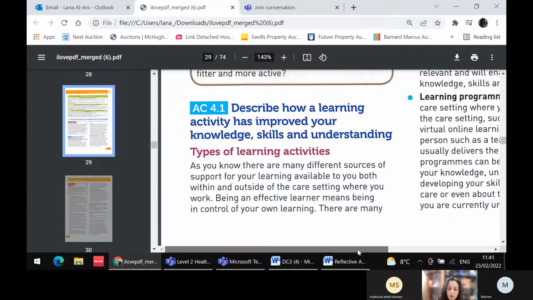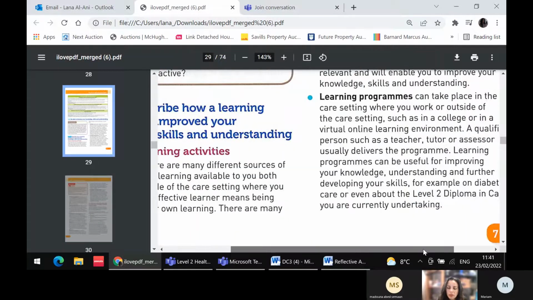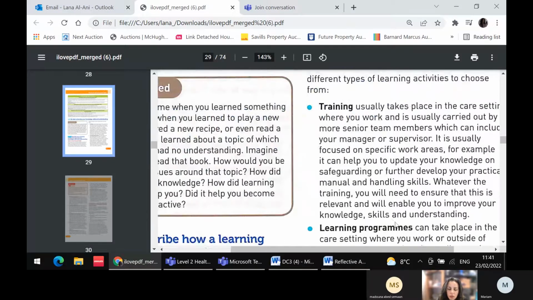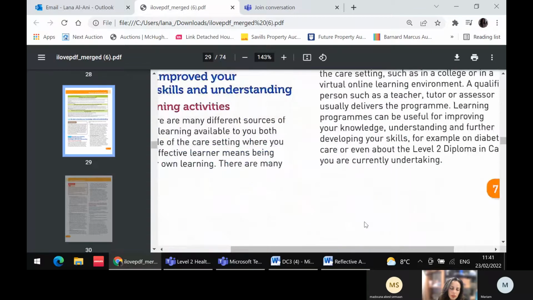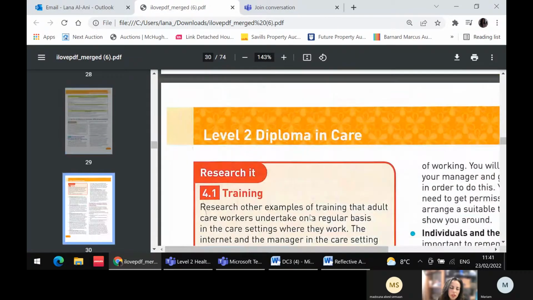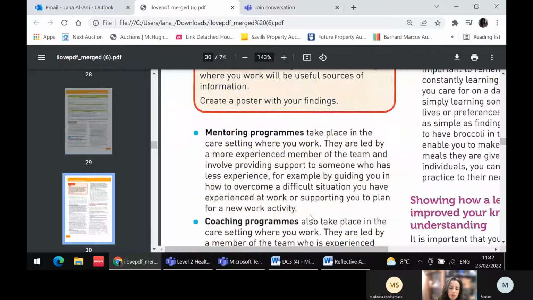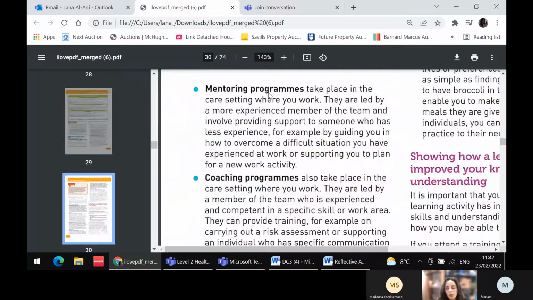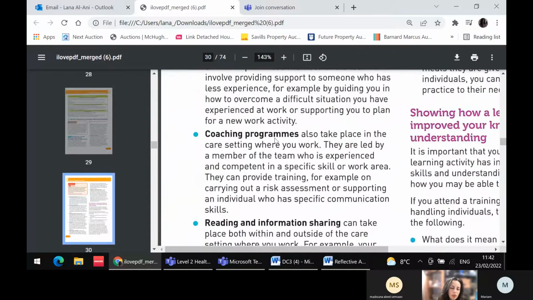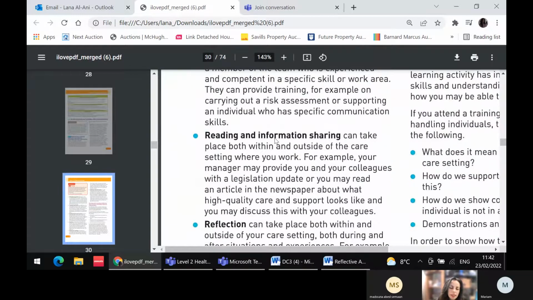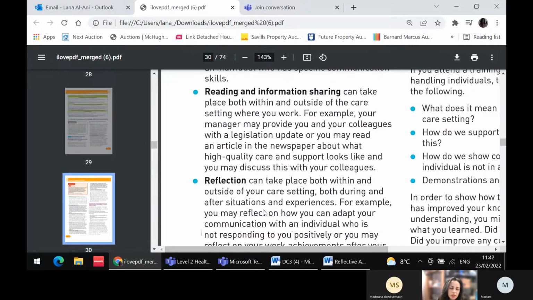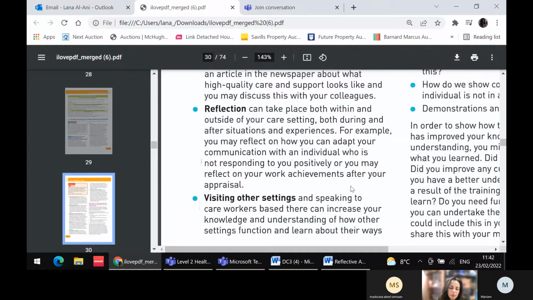There are so many types of learning activities, so we can talk about, for example, training, learning programs, which is, for example, this is what we're doing now, level 2 health and social care, mentoring programs. So when the manager was mentoring you, what did you learn from that? Coaching programs, reading and information sharing, and also reflection. So and visiting other setting.